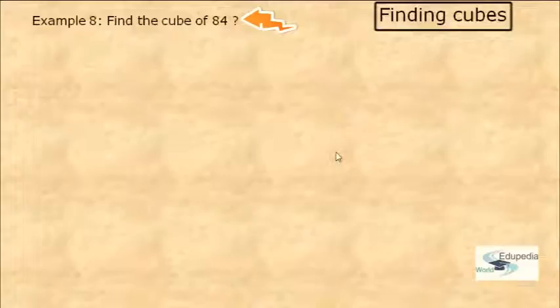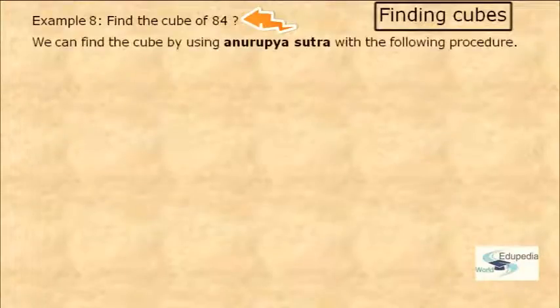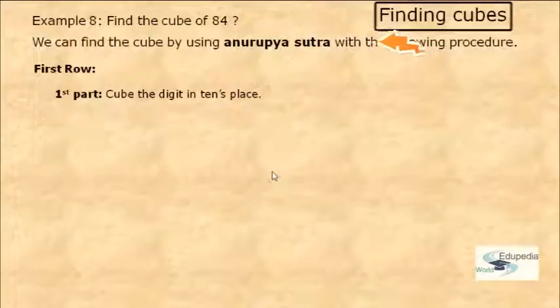So guys, in order to find the cube of 84 by applying Anurupiana Sutra, we use it in the following way. Actually, the procedure of Anurupiana Sutra has 3 rows of different parts of the process. Now, let us see what is the first row. Coming to the first part, we have to cube the digit that is in tens place of the given number. So here in the given number 84, the digit in tens place is 8, and by cubing the number 8, we will get 512 as the answer.